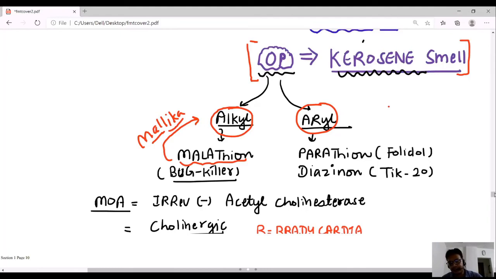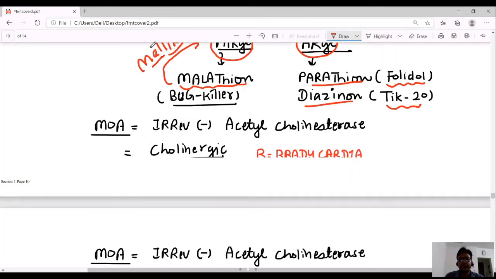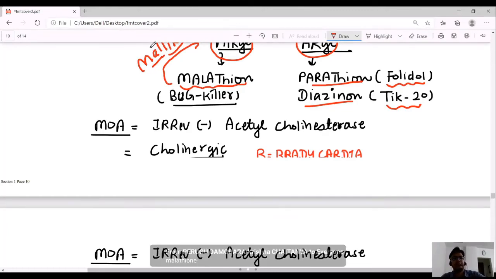Aryl phosphates are parathione and digenone. Parathione is also known as polydol. Digenone is TIC20. Malathione is a bug killer. So, doctor, which is an alkyl phosphate? Malathione is an alkyl phosphate.